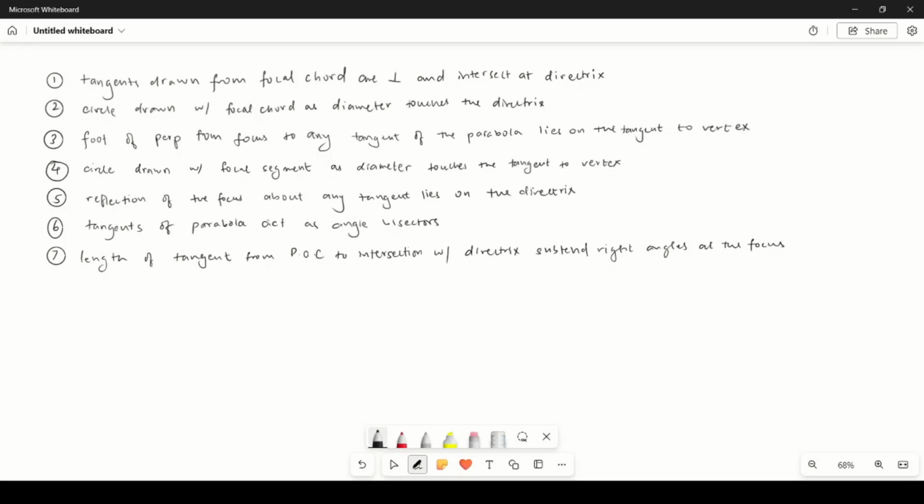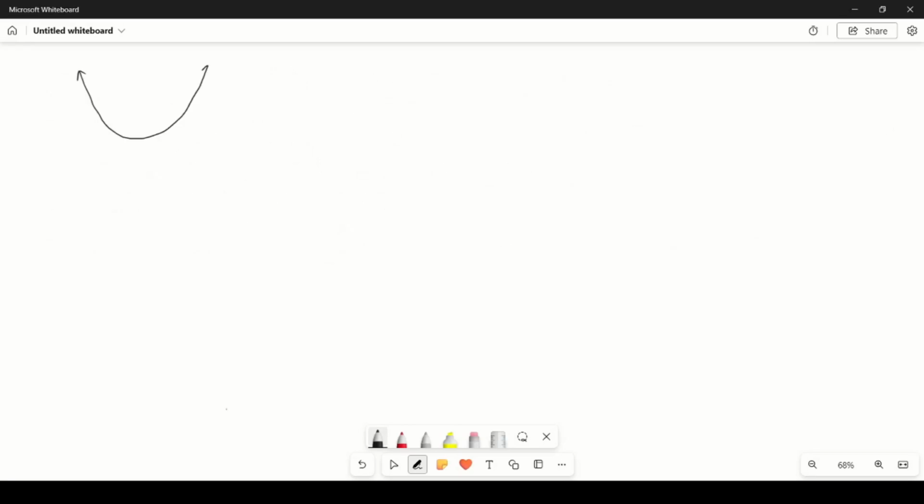But our focus will be to look at all of these 7 properties in a more geometric way, and I'll be showing you a geometric proof that will prove all of these 7 properties. So before we begin, let's give a small refresher on parabolas. If you already know that part, then you can skip that part.